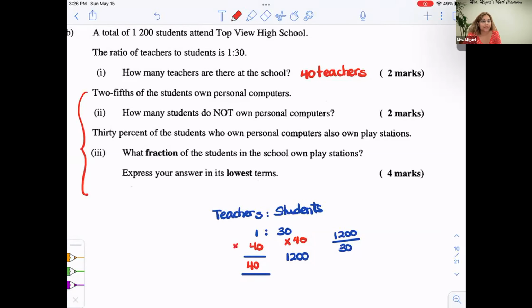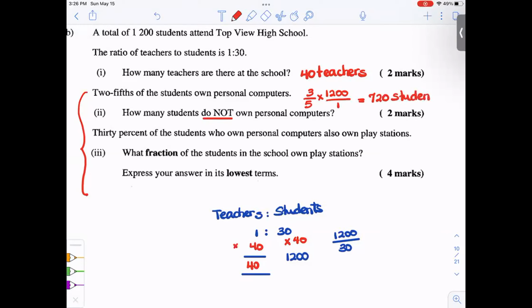Two-fifths of the students own personal computers. How many do not own? Well, if 2/5 own, 3/5 do not own. So 3/5 of 1,200 is 720. Did you all get that? Yes, Miss. Another way of working it out is to find out who own and subtract it from 1,200.